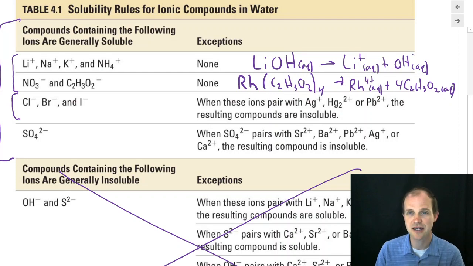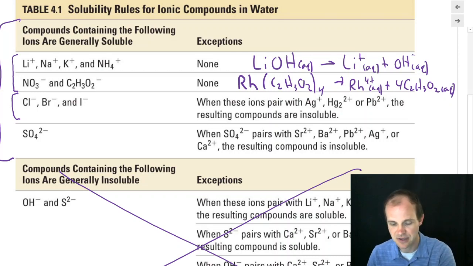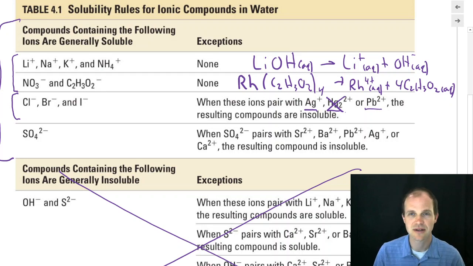The next line is also an important line. It says that chloride, bromide, and iodide are generally soluble. But here we actually start to have some of the exceptions. And what are the exceptions? The exceptions are if you pair them with silver, mercury 1, or lead. I'm not going to require us to know much about that.